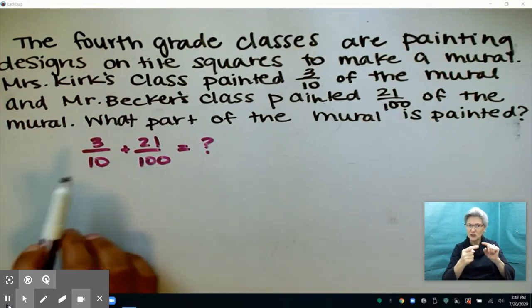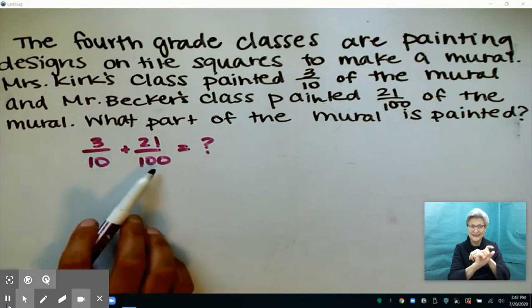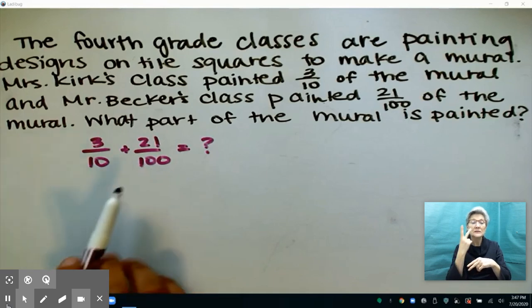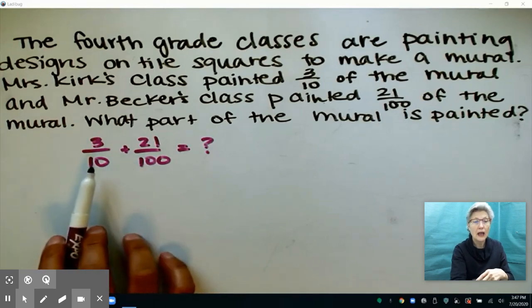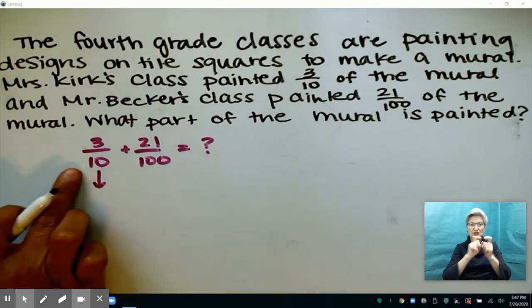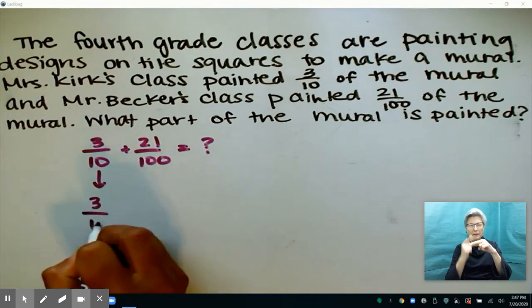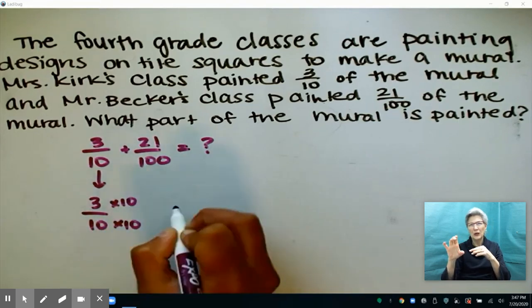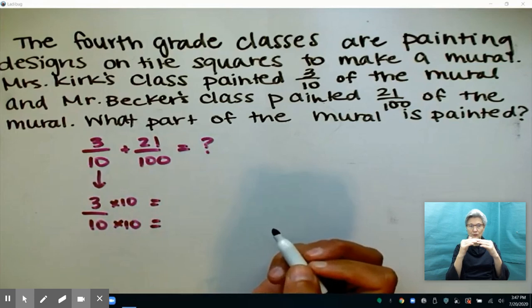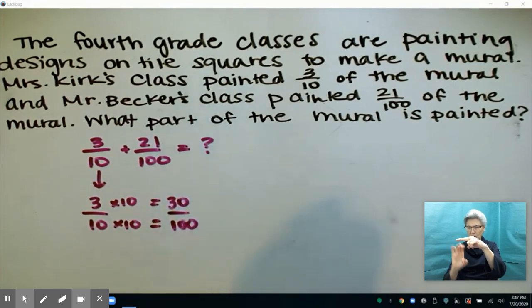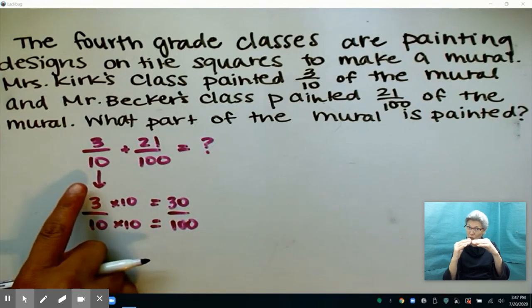So as I'm looking at this, I'm noticing that 100 is a multiple of 10. And so I'm going to see if I can change this fraction to have a denominator of 100. So I'm thinking to myself, what do I need to do to 10 to get to 100? And I know I need to multiply by 10. So I'm going to do that on the top and bottom, the numerator and denominator, and I'm going to find 30/100 as my fraction that's equivalent to 3/10.